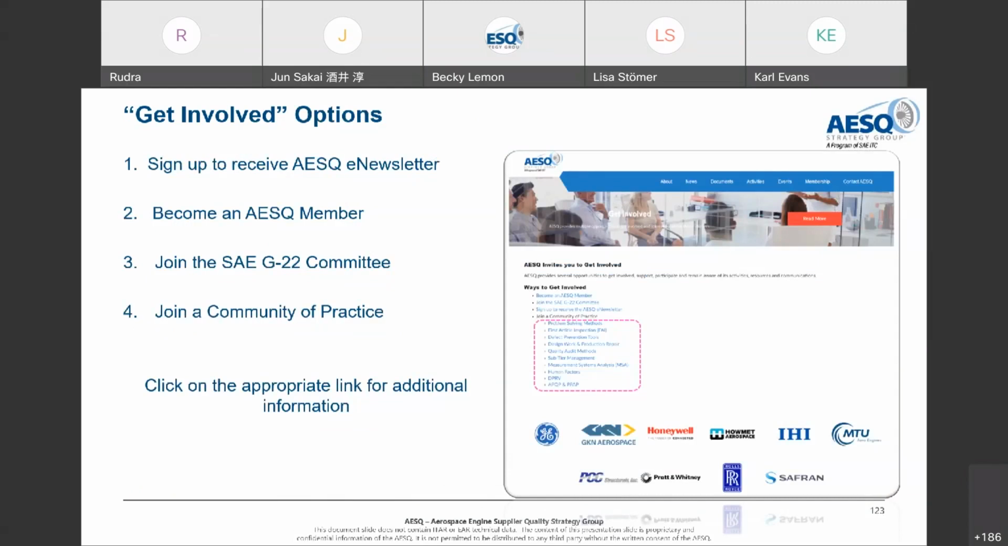When you enter the Get Involved page, you can find the different options. The first three: you can sign up to receive the AESQ newsletter; secondly, become an AESQ corporate member; or you as an individual can join the SAE G22 Standard Writing Committee. In addition, there is a list of communities of practice in the pink dotted line, which will take you directly to each LinkedIn group. So please check on that link.